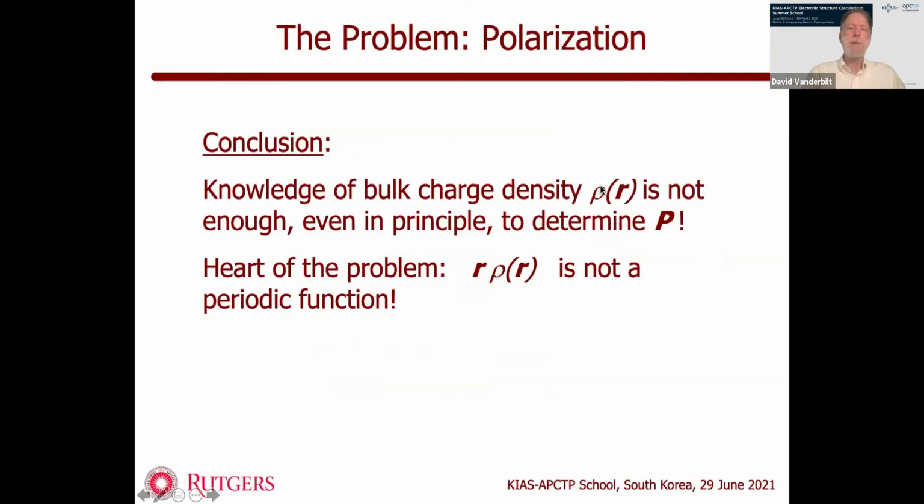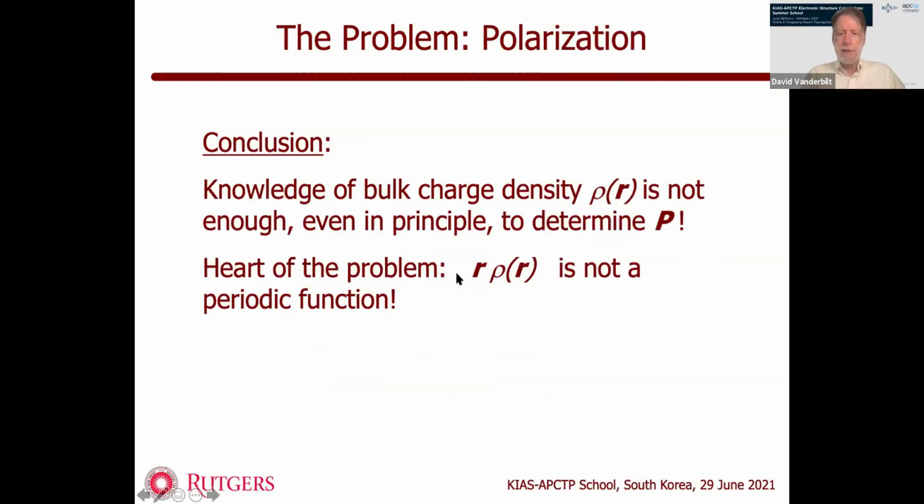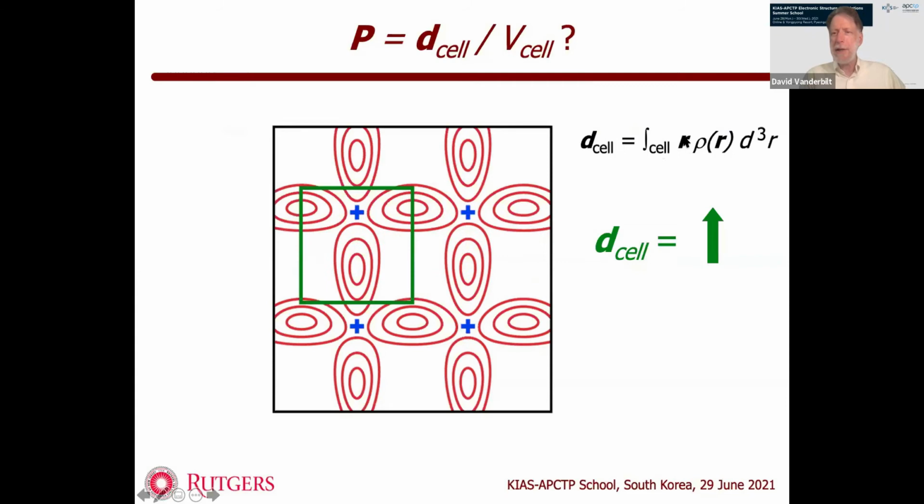And it even raised the question initially whether there even was a bulk definition of polarization. But as we'll see, there is. One way of saying what the problem is, is that when you're trying to do one of these calculations of a dipole, you're multiplying a charge density times a position. Now, if I tried to do that over the entire crystal, not over one unit cell, I get nonsensical results because R blows up.